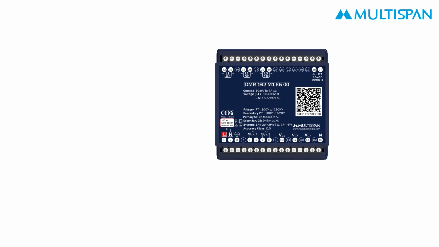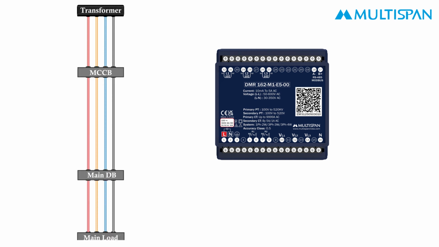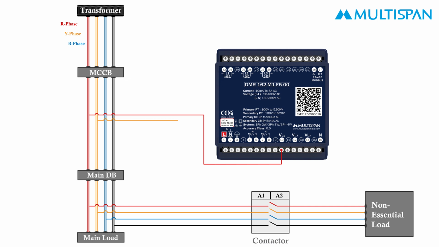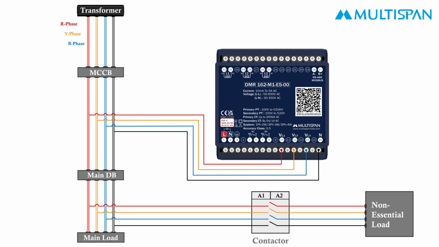For the terminal connection, first, take the main lines Y, B, and neutral from the transformer that pass through the MCCB to the main DB and forward to two different loads, main load and non-essential load, via contactors. Connect these to the instrument's terminals 10, 12, 14, and 16 for voltage connections.